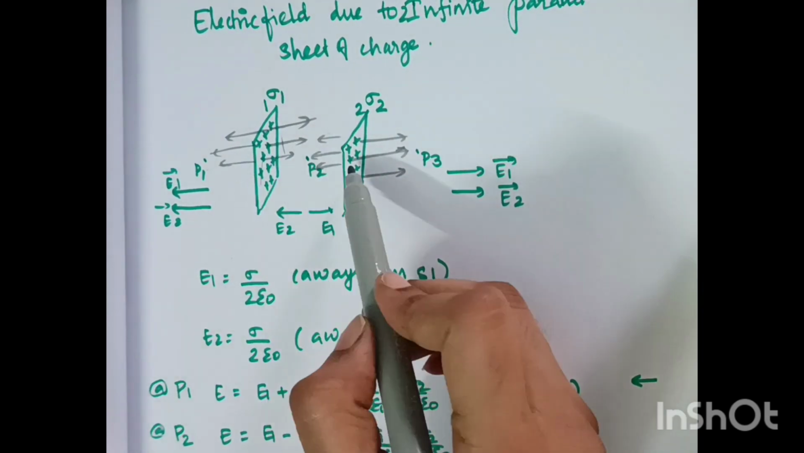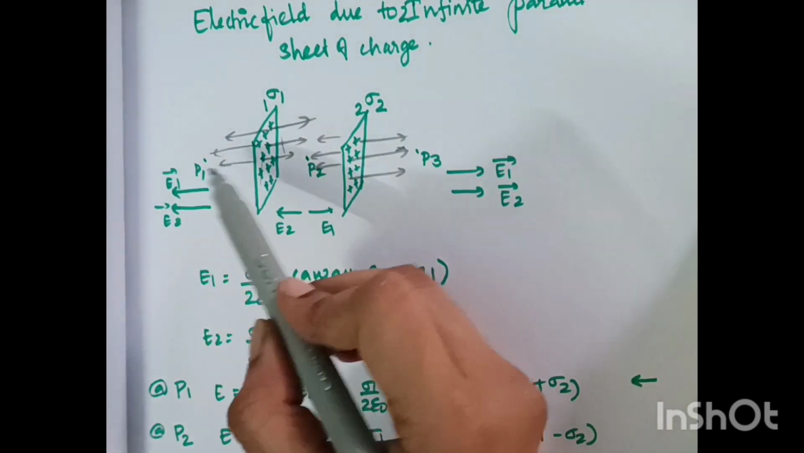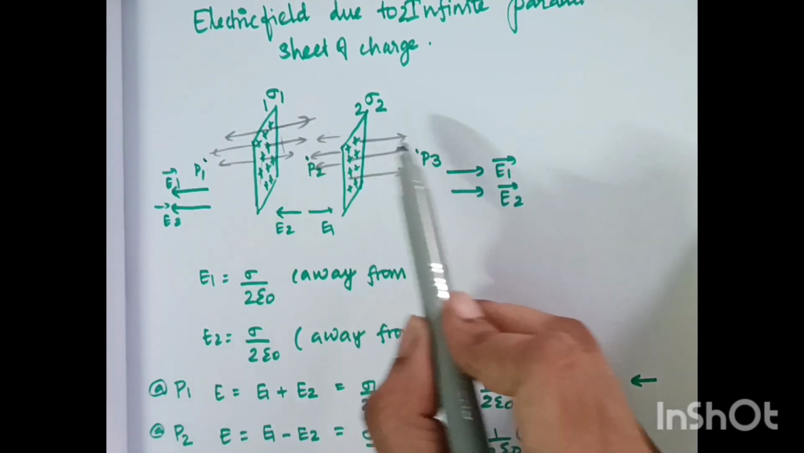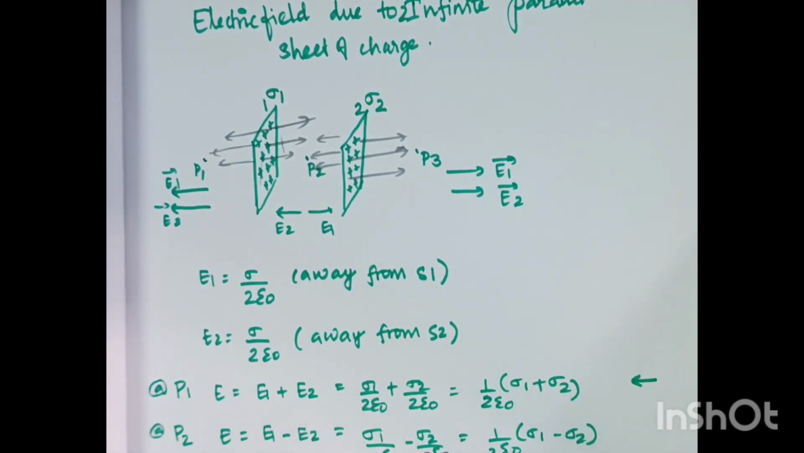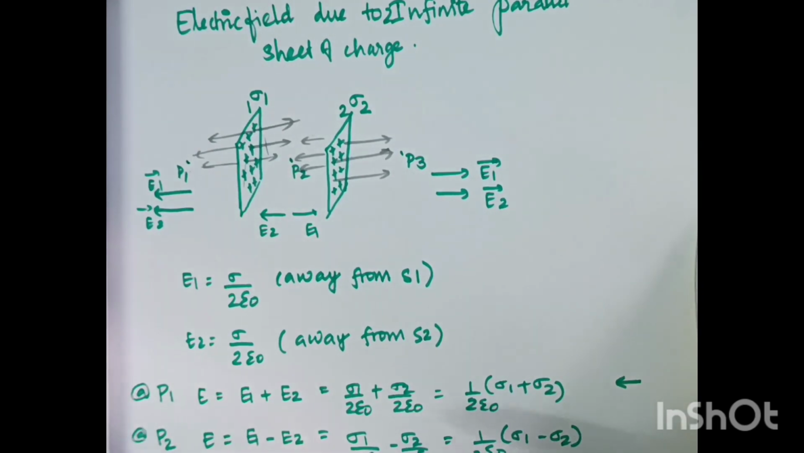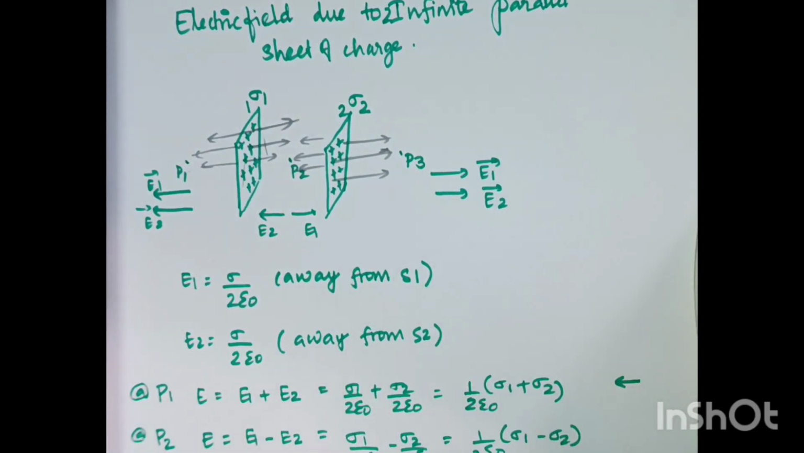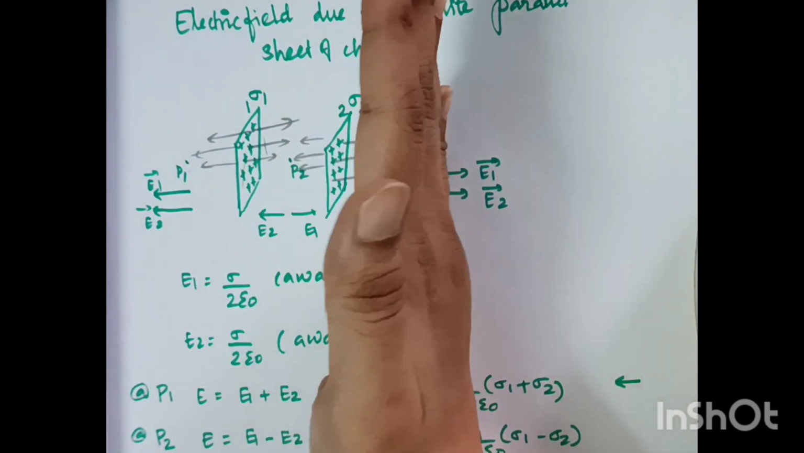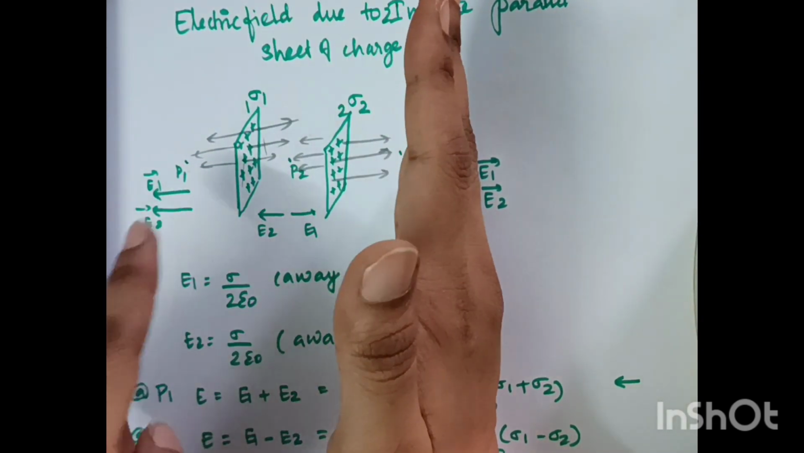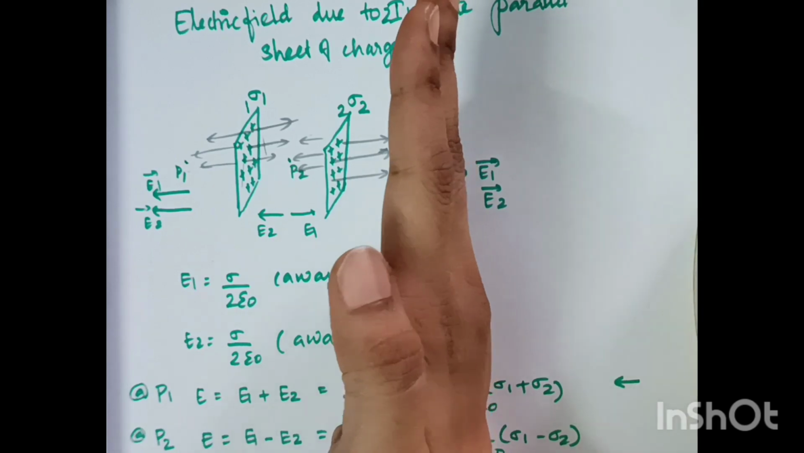So please imagine those two sheets are like this. This is the point P1, this point is P2, and this point is P3. Now we are assuming for the first case that positive charges are distributed over the surface. So these are the positive charges that are distributed over this surface. Let us assume this as the sheet 1.